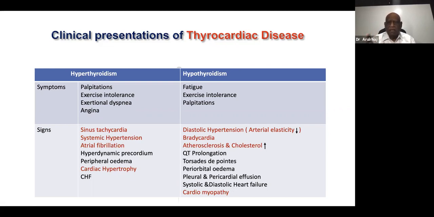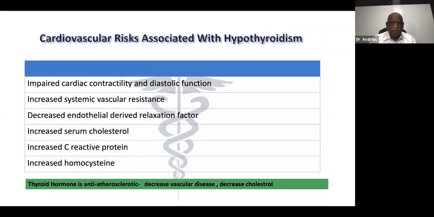These are the clinical presentations of the thyrocardiac disease. This is again another entity, thyrocardiac disease. Now, to summarize the cardiovascular risks associated with hypothyroidism, there is impaired cardiac contractility and diastolic function. There is increased systemic vascular resistance, decreased endothelial-derived relaxation factor, and increased cholesterol, C-reactive protein, and homocysteine.